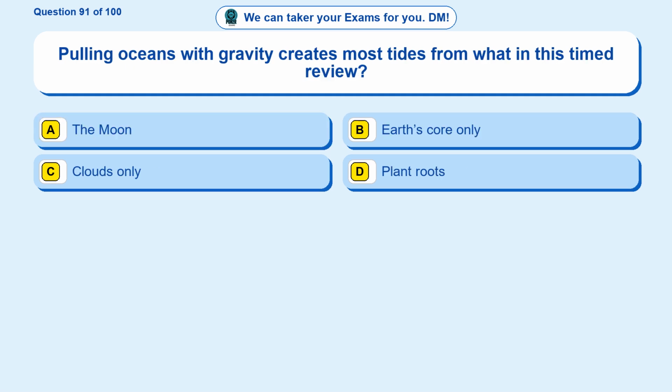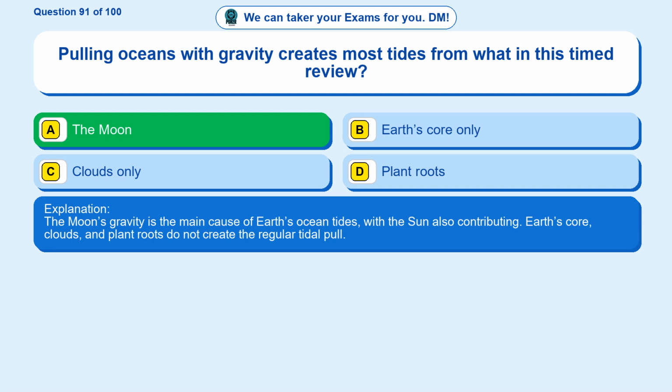Question 91. Pulling oceans with gravity creates most tides from what in this timed review? Option A, the moon. Option B, Earth's core only. Option C, clouds only. Option D, plant roots. The correct answer is option A. The moon. The moon's gravity is the main cause of Earth's ocean tides, with the sun also contributing. Earth's core, clouds, and plant roots do not create the regular tidal pull.